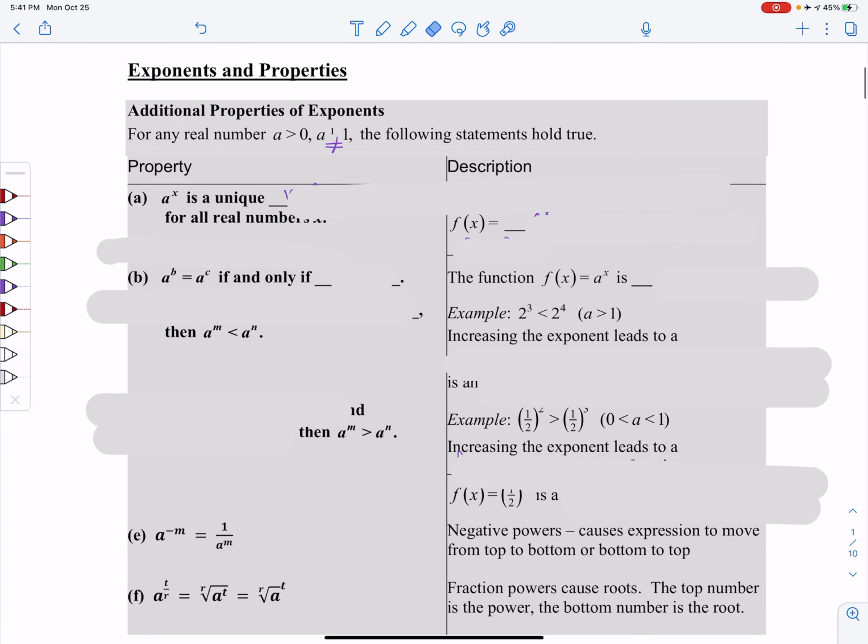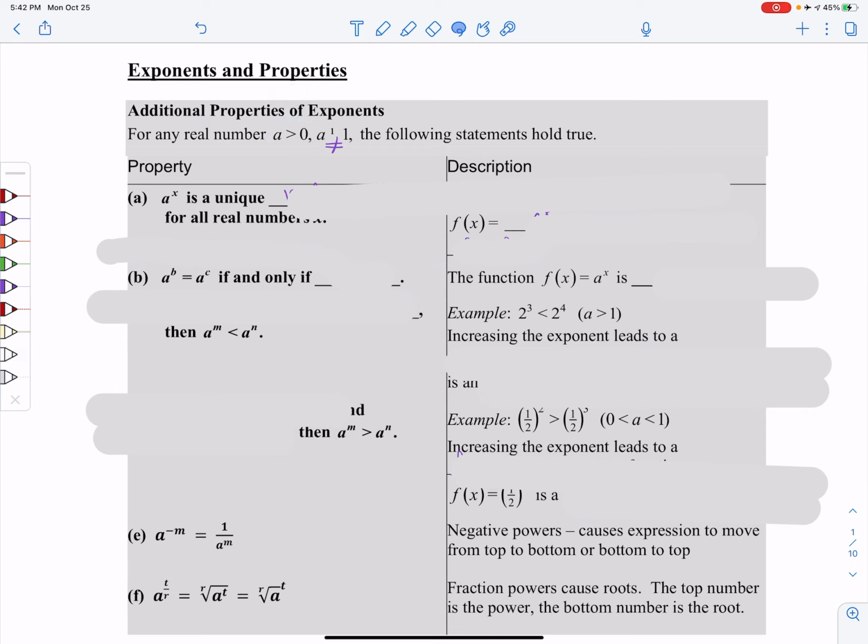The first thing that I want to point out to you is that somehow my computer used a wrong symbol here. My not equal symbol somehow disappeared and it was replaced with a 1. So make sure you fix that. A does not equal 1. And then the other part of that is that A is going to be a positive number. If A is positive and A does not equal the number 1, then the following statements are going to hold true.